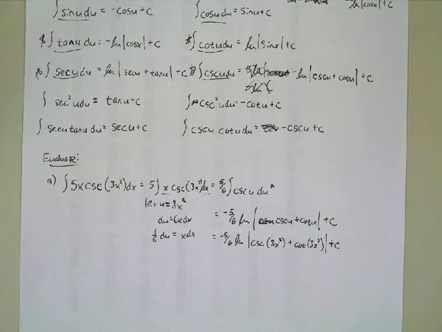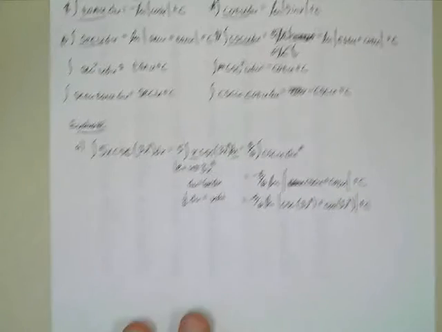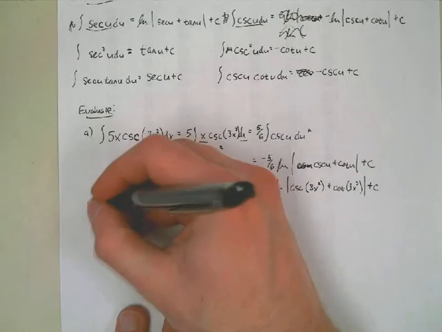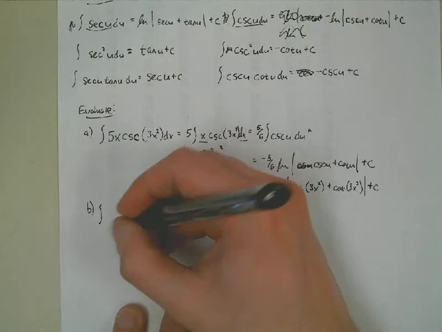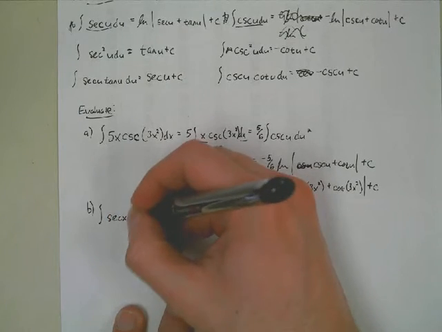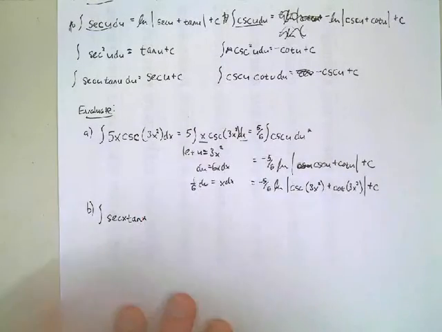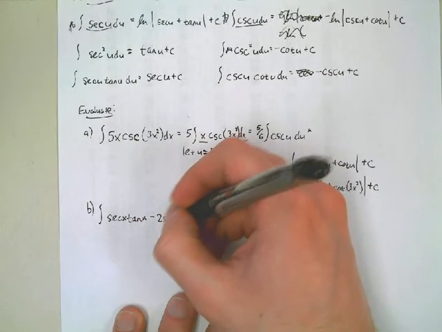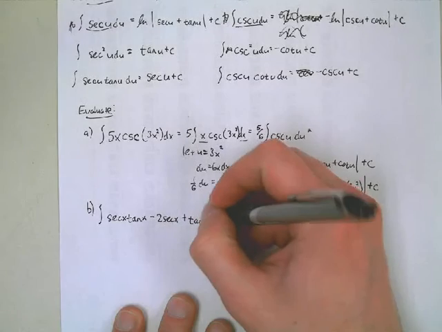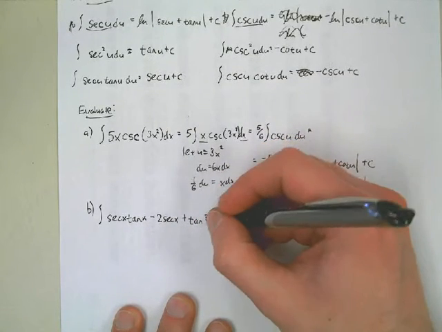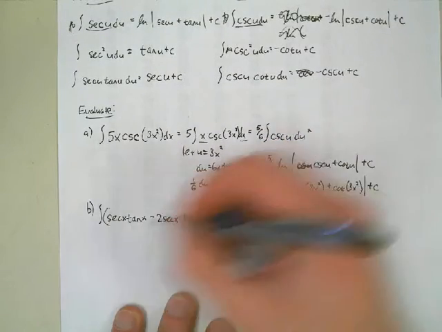All right. Let's try another one. Question, Ryan, or no? Okay. All right. Integrate secant x tangent x minus 2 secant x plus tangent 2x with respect to x.